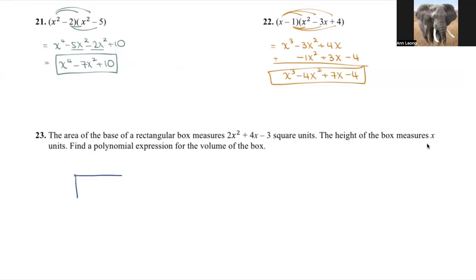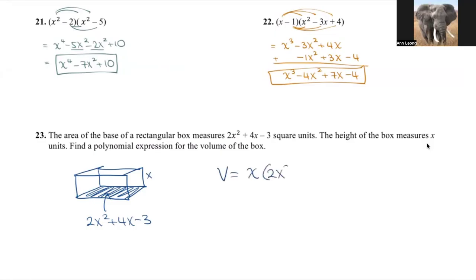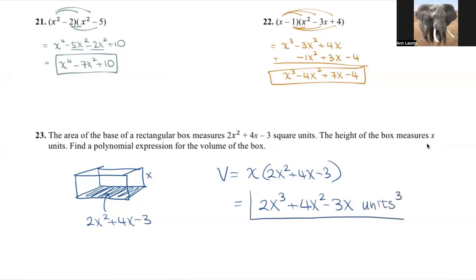All right, so basically we have this box, and we know that the area of this base right here is that polynomial, and the height of the box is x. So the volume is just going to be that height times the area of the base. So that's going to be 2x cubed plus 4x squared minus 3x. And because it's a word problem, I do want to put units, so I'm going to put units cubed since I don't know what the units are.